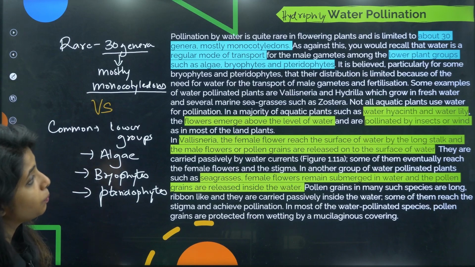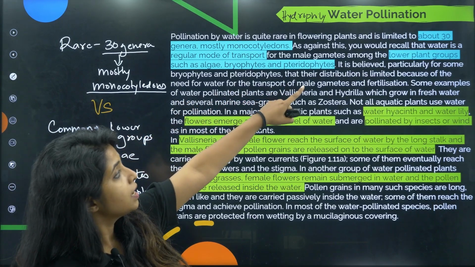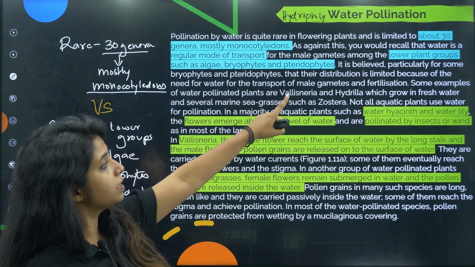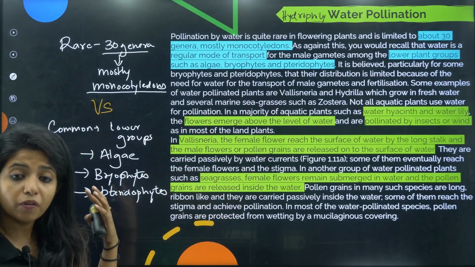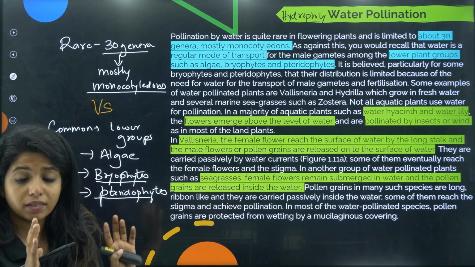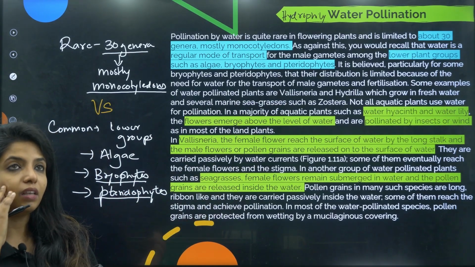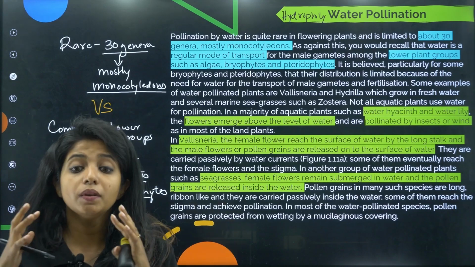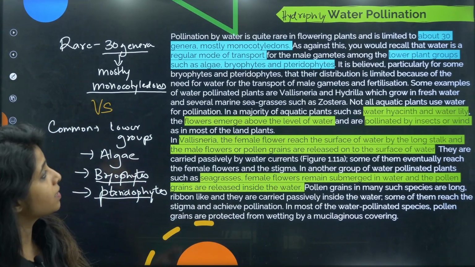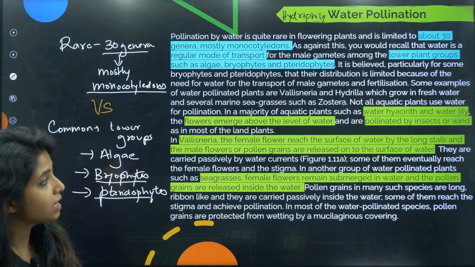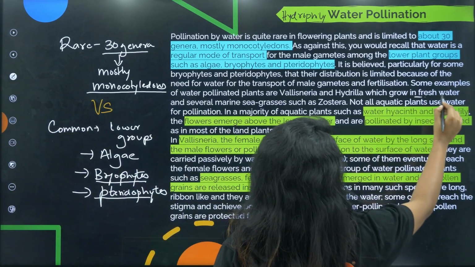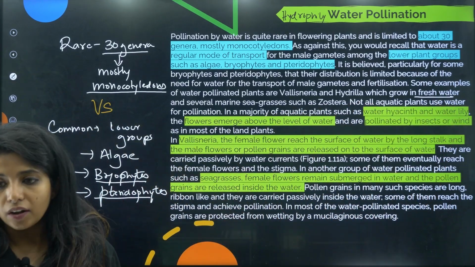Going ahead, it is believed, particularly for some bryophytes and pteridophytes, that the distribution is limited because of the need for water for the transport of male gametes and fertilization. So, bryophytes and pteridophytes are so dependent on water that they need it for fertilization. That is why their number is limited, as water is not there everywhere. Now, some examples of water pollinated plants are Vallisneria and Hydrilla, which grow in fresh water. Remember the names.